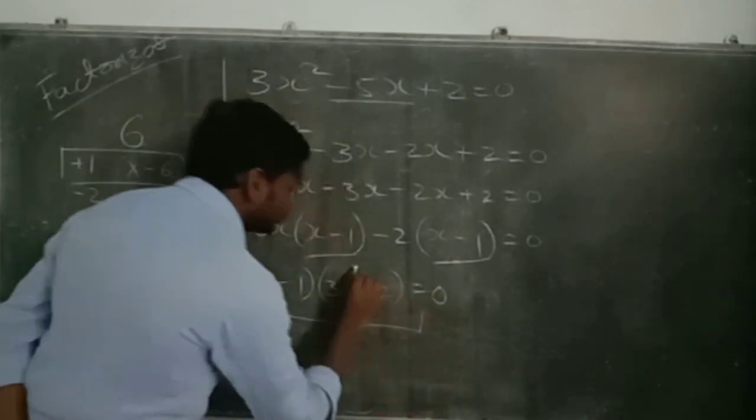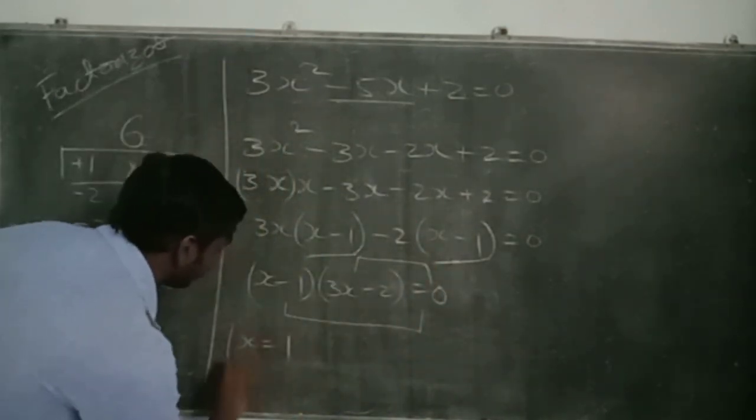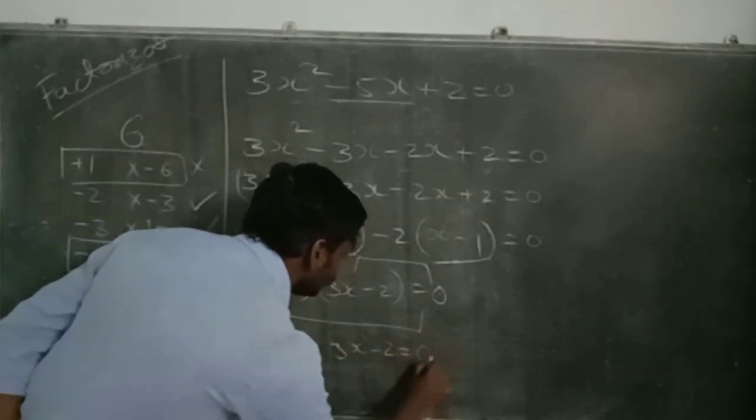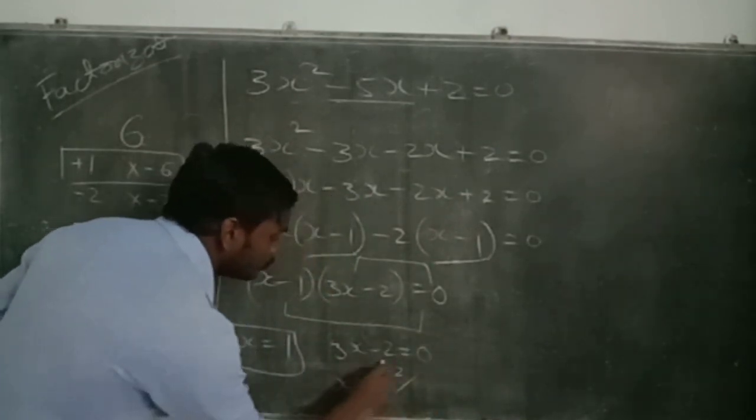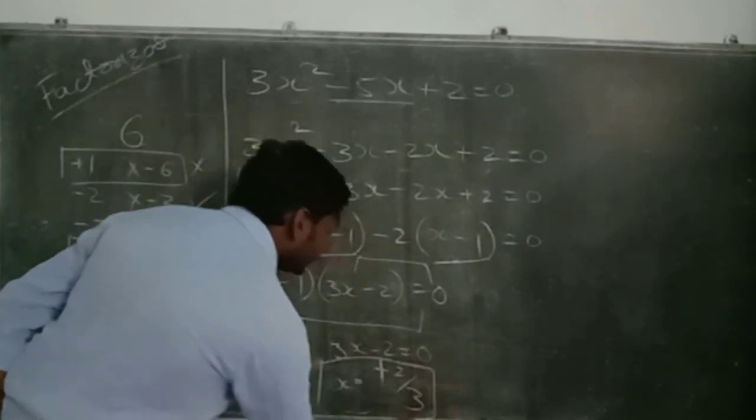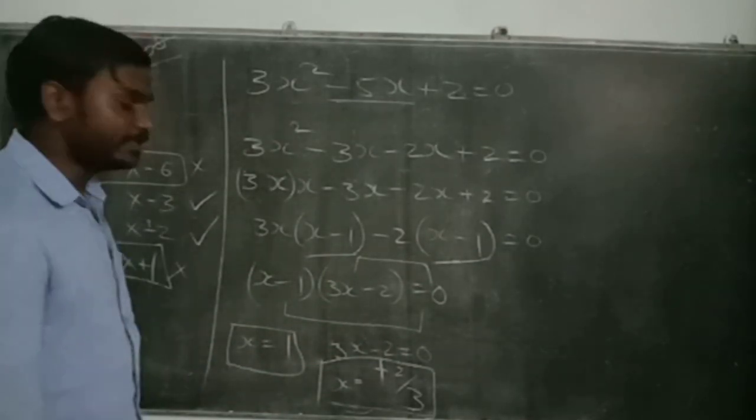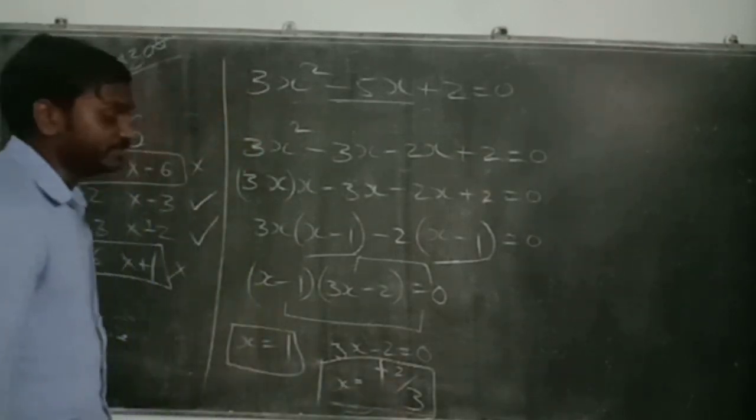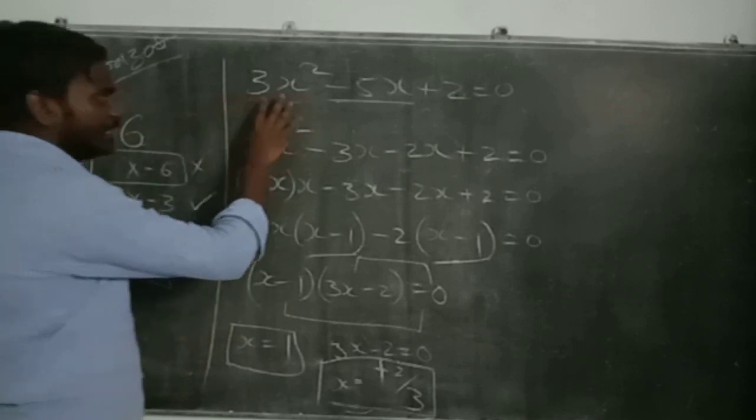Equating either x minus 1 equal to 0 or 3x minus 2 equal to 0, we get x is equal to 1, and from 3x minus 2 equal to 0, 3x is equal to 2, so x is equal to 2 by 3. In the previous method that we used, squaring, we also got x equal to 1 and x equal to 2 by 3. So whatever the method is, we have to get the same values of x.